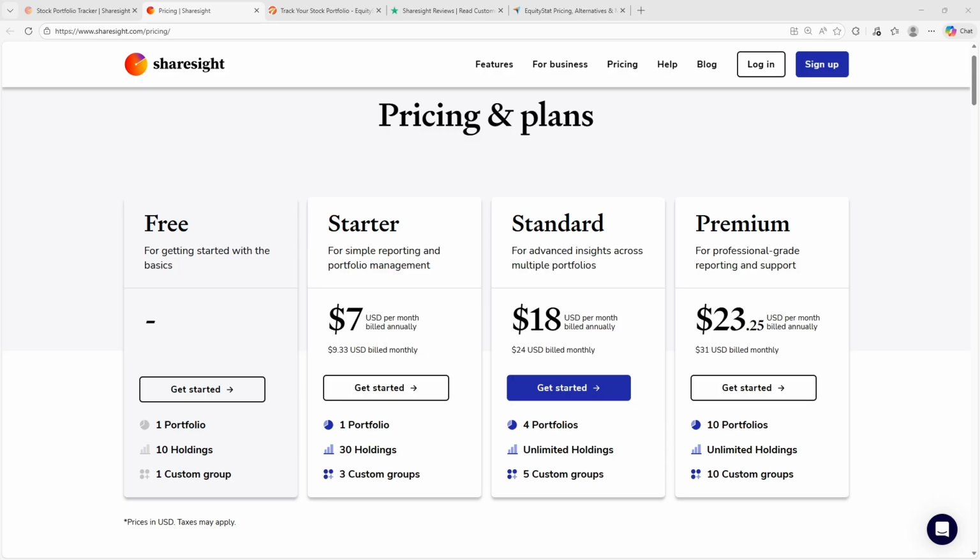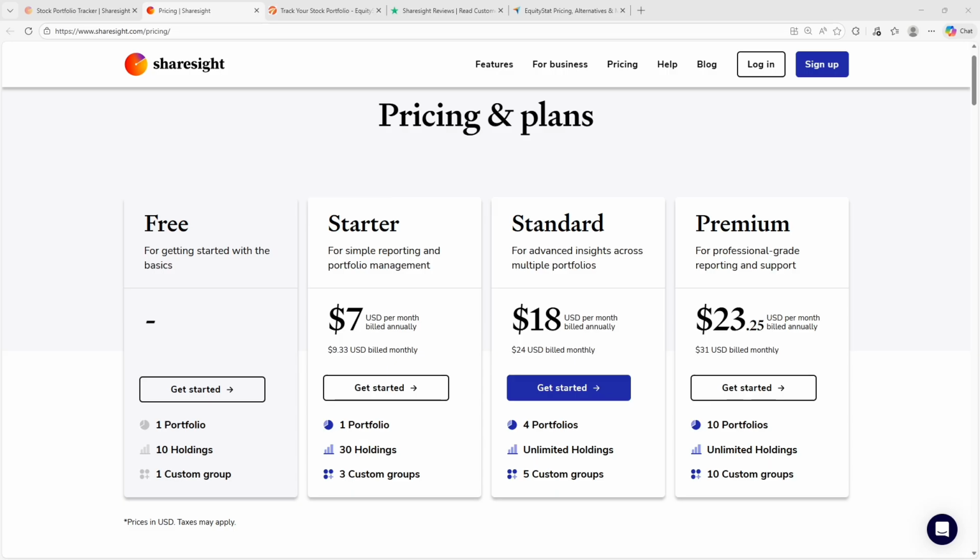Moving up, the starter plan is priced at $7 per month when billed annually and allows one portfolio, 30 holdings, and 3 custom groups, positioning it as an entry point for individual investors who want basic reporting without scale. The standard plan increases to $18 per month, billed annually, and unlocks 4 portfolios, unlimited holdings, and 5 custom groups, which is where Sharesight begins to feel practical for diversified investors.